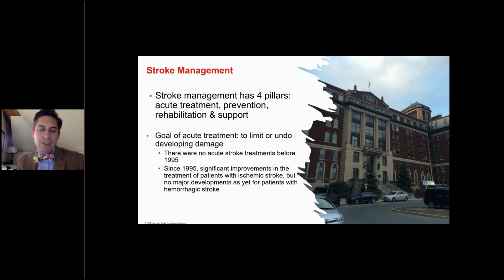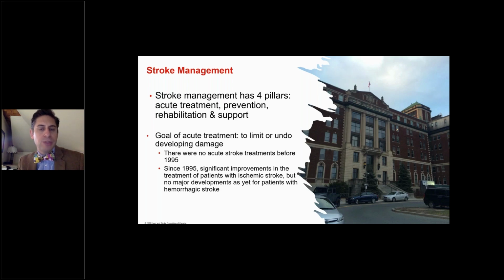Because despite the best treatments that we have and access to the cutting edge technologies that we are going to be talking about today, many patients who suffer strokes are left with some degree of residual symptoms, disability, deficits, and will require supports in their day-to-day lives. Let's talk about acute treatment.